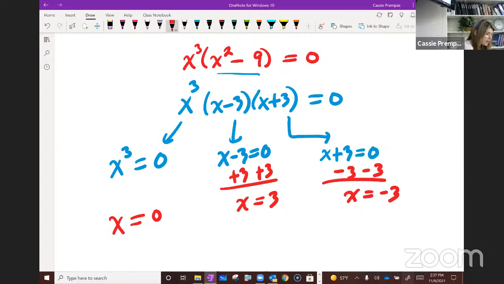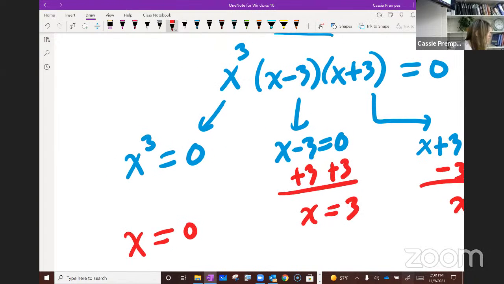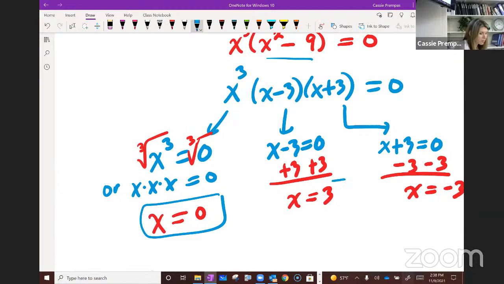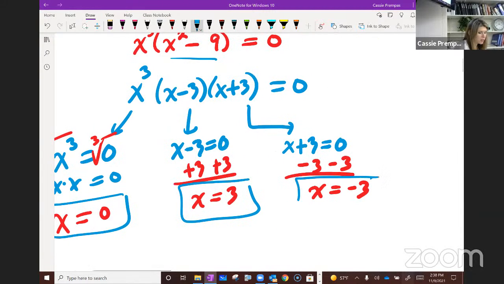The other way to look at it, if you want to see how do I solve if I just have a number cubed, you could potentially take the cubed root and then ask yourself, what's the cubed root of 0? And that would be 0. Or the other way to look at it, you could say x cubed is really x times x times x. And so set x equal to 0 3 times, you're going to get x equals 0. So any way that you want to look at that, x does equal 0, but we get 0, 3, and negative 3.